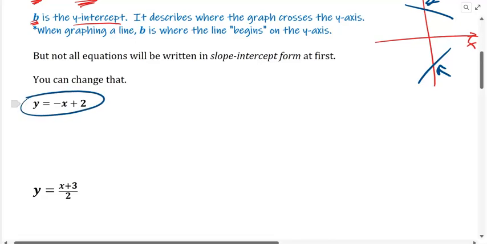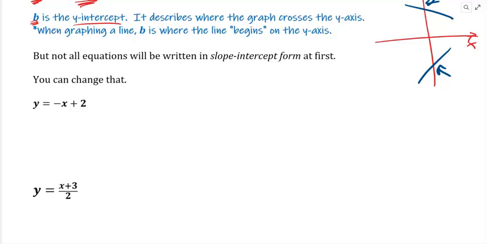First of all, let's look at this one here. Now this one is actually in slope-intercept form. It just doesn't look like it because it appears that there's no slope. There's no m, right? So what we have to do is remember that when you have an x all by itself, or any variable by itself, the coefficient is 1. The number that's with it is 1. So this technically would be y equals -1x plus 2.